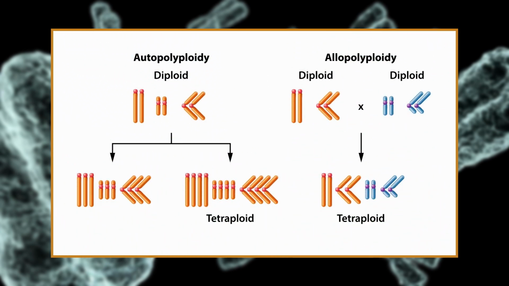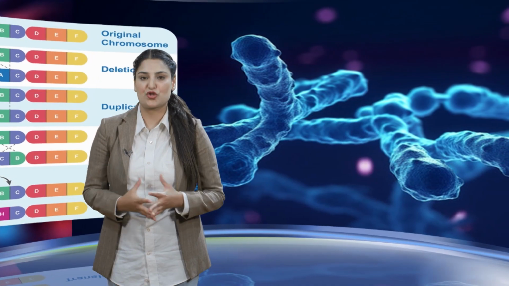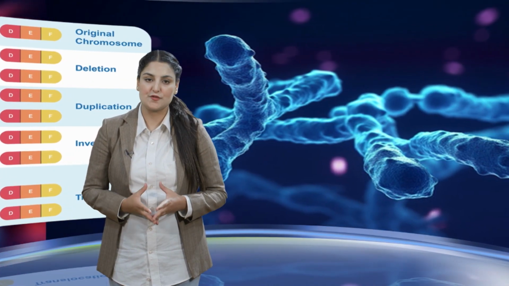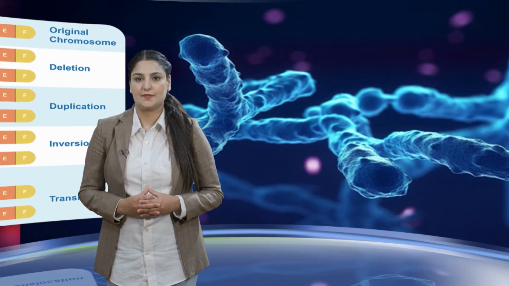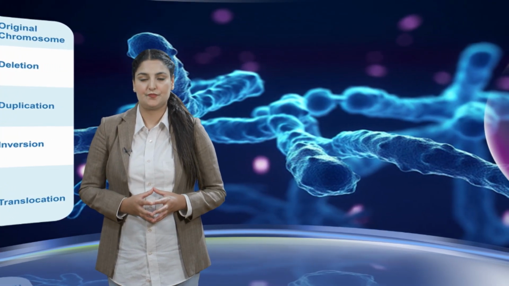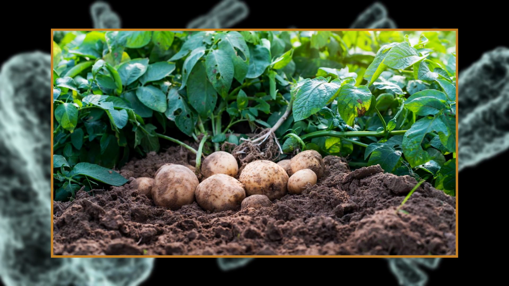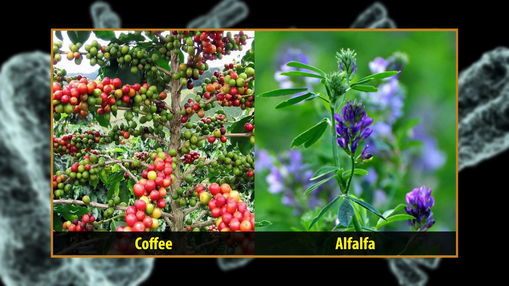Autotetraploids have four sets of chromosomes and are usually fertile. These autotetraploids can arise naturally or be artificially induced using colchicine. It's a chemical that inhibits spindle fiber formation, yes, during cell division. Examples include potato, alfalfa, coffee, and grapes.